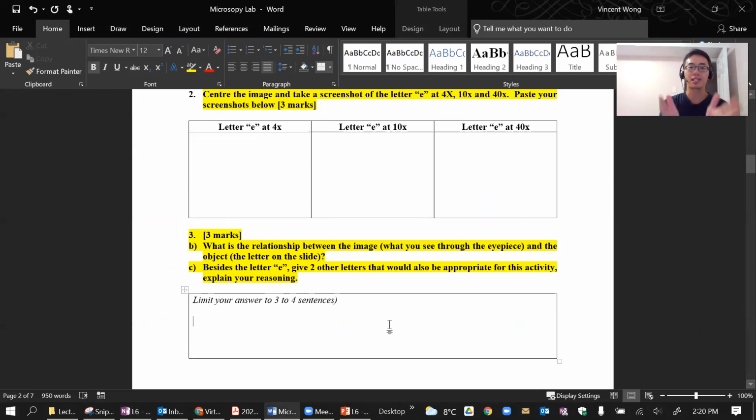But yes, please do the lab early. If you don't understand what the question is asking, email me for clarification. And look at the marks here, right? It says 3 marks, right? What is the relationship between the image and the object? And then besides whatever gives 2 other letters. So you answer both questions to get 3 marks. Okay, and limit it to 3 or 4 sentences. So keep it short, keep it concise, keep it correct. Okay, so please work on that. And 10% is going to go a long way. It's actually going to boost your grade significantly if you get 90% on something like this.